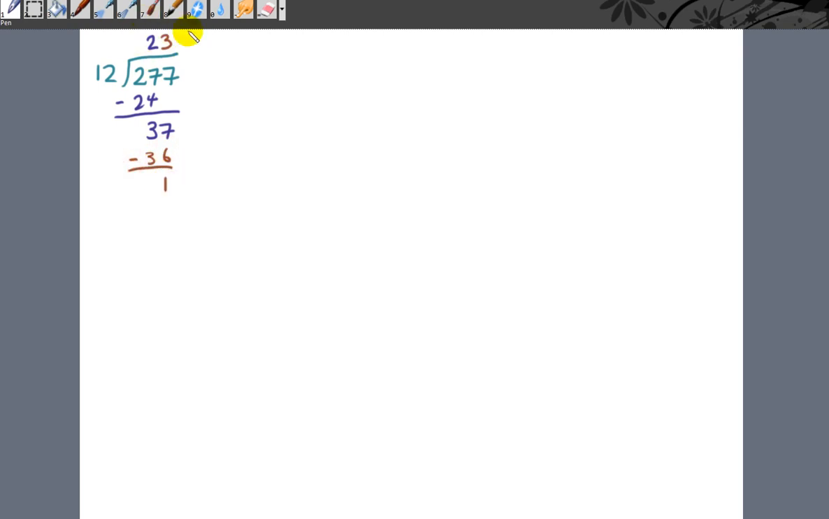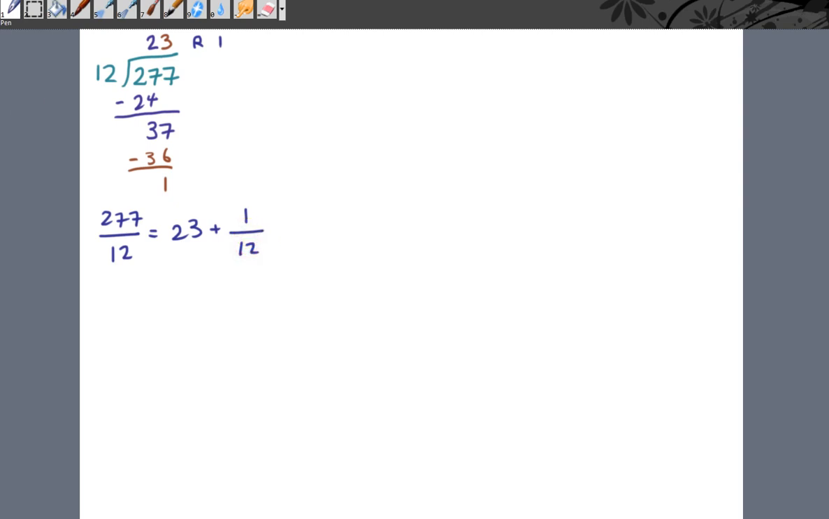So if we were to actually do the long division of this, this would be 23 remainder 1. In other words, if we do 277 divided by 12, this is the same thing as 23 plus the remainder, which is 1 divided by 12.